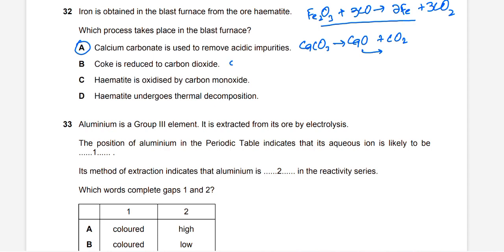Coke is reduced to carbon dioxide? Not so. Coke means carbon. It is oxidized, not reduced. Incorrect. Hematite is oxidized by carbon monoxide? Removal of oxygen is not oxidation, it is reduction. Hematite is reduced by carbon monoxide. Hematite undergoes thermal decomposition? No, there is no decomposition. It undergoes a reduction reaction. Option A is correct.